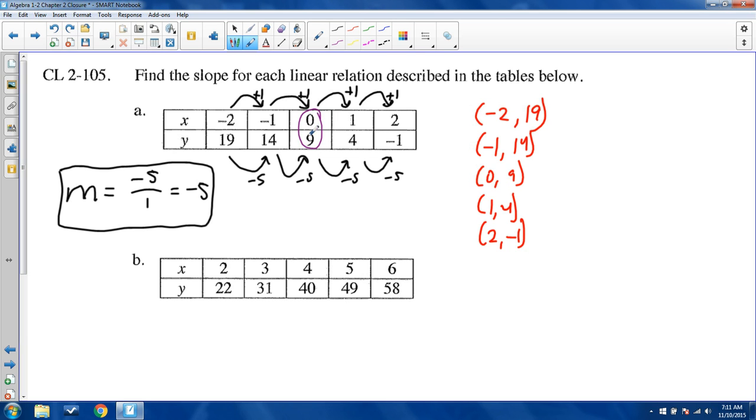It's the value of y when x equals 0. That equation would be y equals -5x plus 9. So every time you increase one other x value, you are decreasing another 5 here.